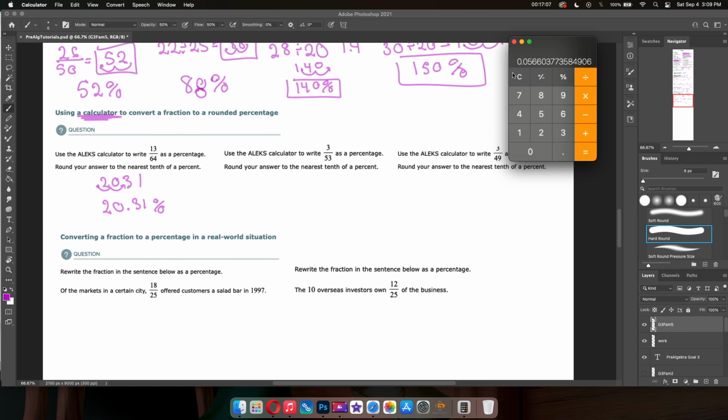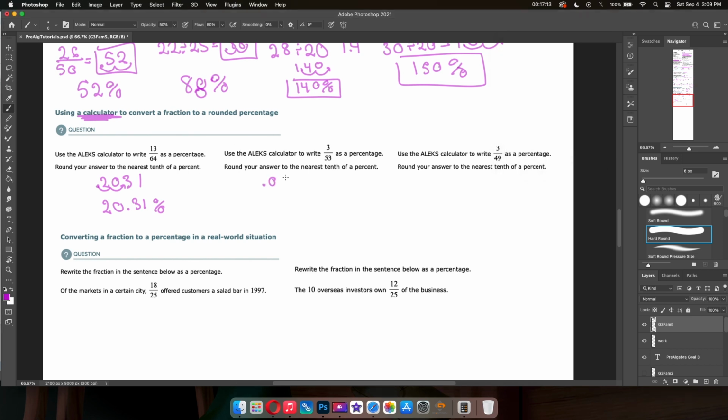This will be 3 divided by 53. That will not divide evenly. Whoa, look at that ugly mess. 0.566. Oh, silly Miss Dubois. Did I read directions? No, I didn't. This is nearest tenth of a percent. So that's not part of the answer. That's a decision maker. So it's going to be 20.3%. Sorry about that.